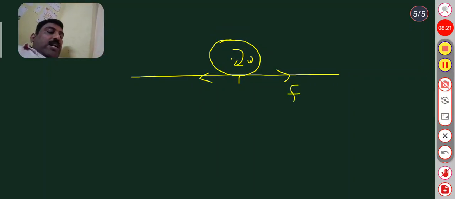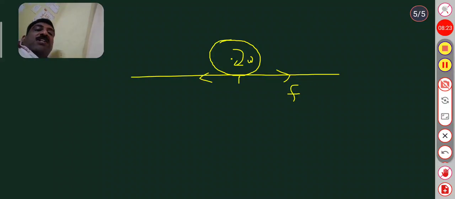a horizontal surface, and this is our flywheel. This flywheel is now rotating about its axis with an angular velocity omega, right? Since it is rotating at this moment, at this point the velocity is in this direction, so that means the friction will be in this direction. Friction will be in the opposite direction, isn't it?